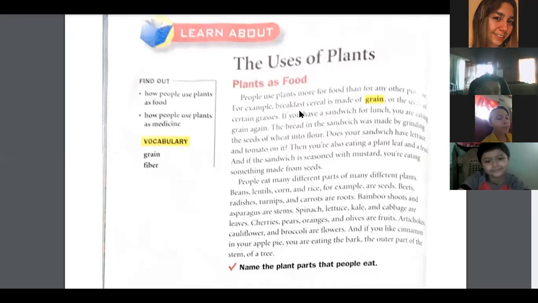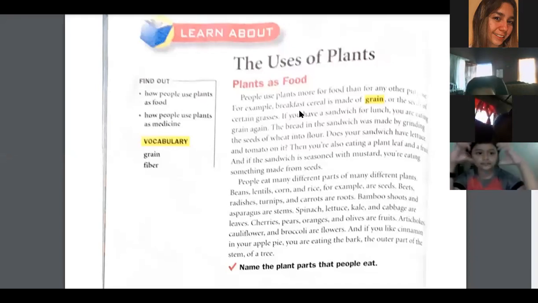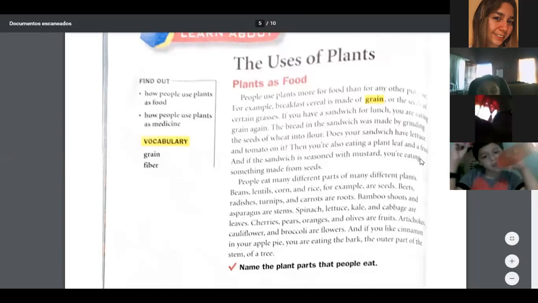And the trigo, that means wheat, what is it? Is it an animal or is it a plant? Planta. It is a plant. So the bread is made of plants. It's not like a salad, but it's made of plants. Now, what do we put inside the sandwich? We put ham, cheese, and what else?